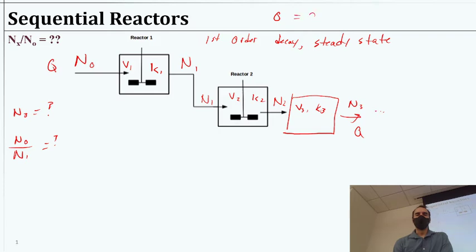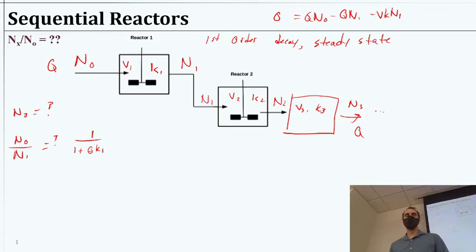Then that would look something like this, right? Zero equals Q N0 minus Q N1 plus the reaction term, which is a negative V K N. This will be N1. And then you could go on and solve, okay, let me formulate something for N1, and then I can use that for the next one, and so on. The first one would probably look like 1 over 1 plus theta k, that is. And you could go on and solve the other pieces.